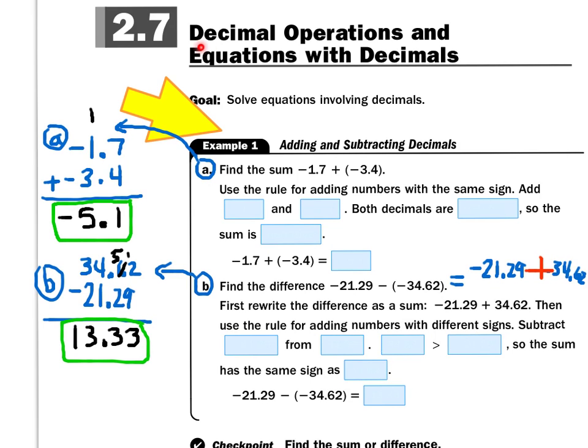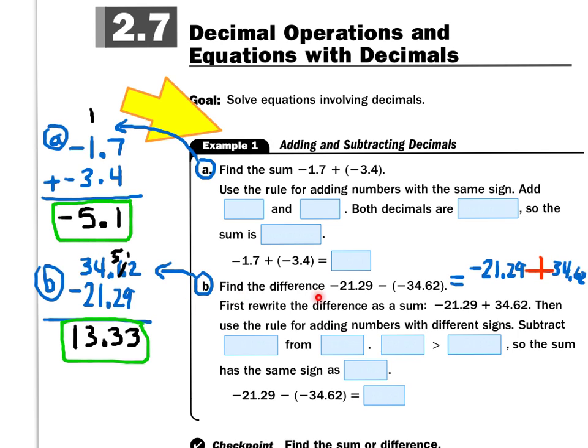Hi, you guys. Let's talk about decimal operations and equations with decimals. First of all, let's review adding and subtracting decimals. Notice how they want us to find the sum of negative 1.7 plus negative 3.4. Well, when both of the numbers are negative, they're just going to join together. So look over here. I just added negative 1.7 plus negative 3.4, and you would get negative 5.1.